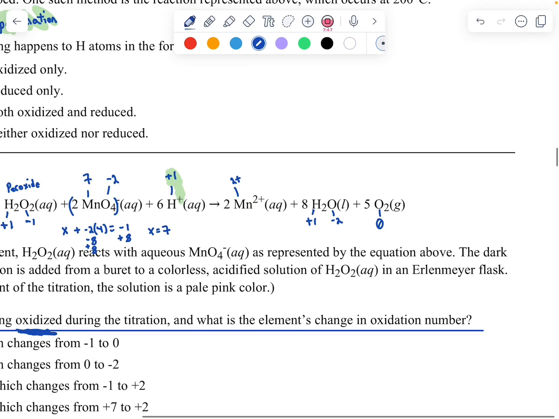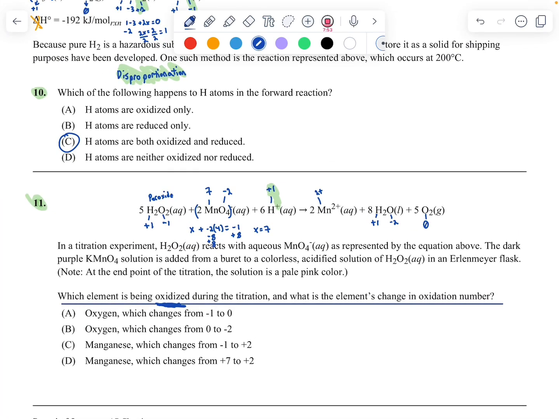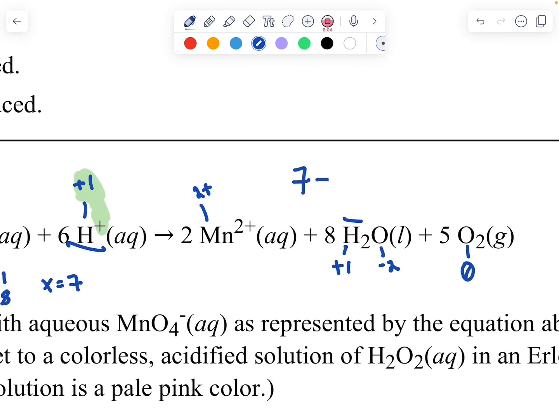So the only species that lost electrons, because that's what we're looking for, is oxidation. We know there our hydrogen stays the same here. We know that our manganese actually gets less positive. It goes from 7 to 2. So that really means it gained electrons. So this was a reduced species.